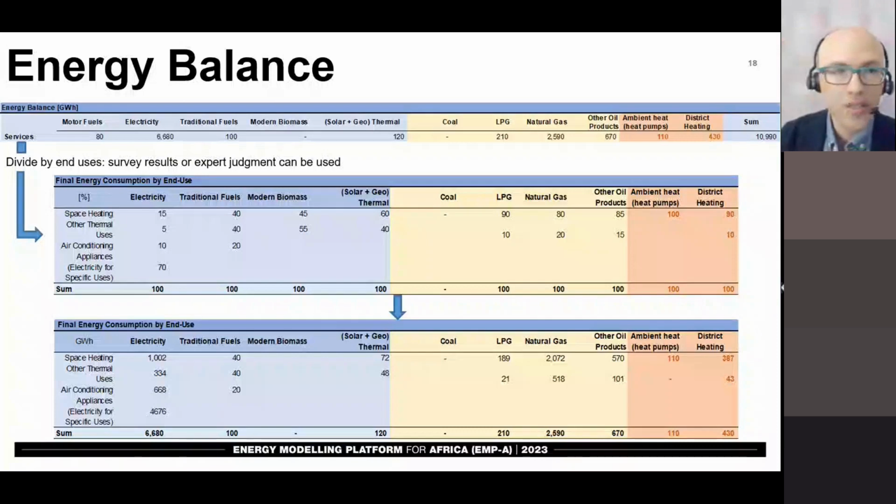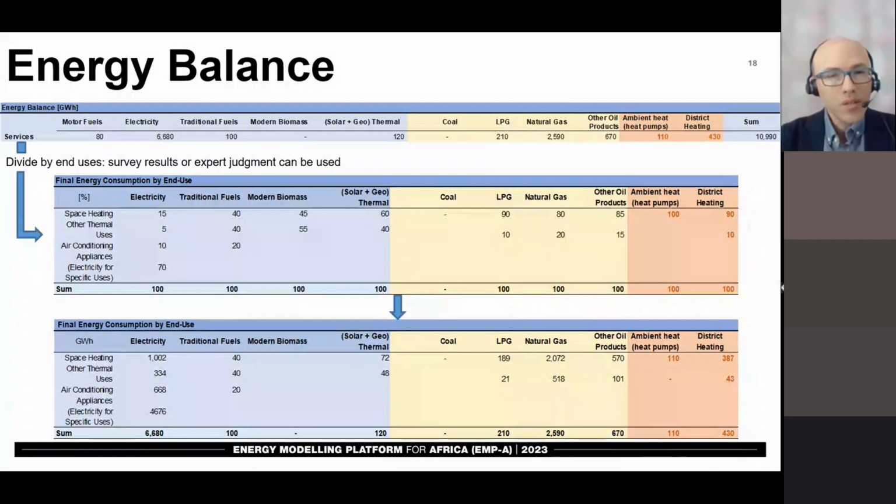We have the data that is given by survey results, or we make judgments about the distribution of the consumption of each energy form, so the different uses of energy, and in that way we can calculate the final energy consumption by end use and by energy form. This data will be used later when calibrating the base year.